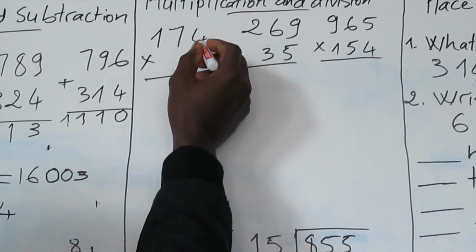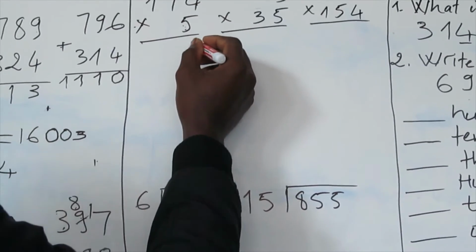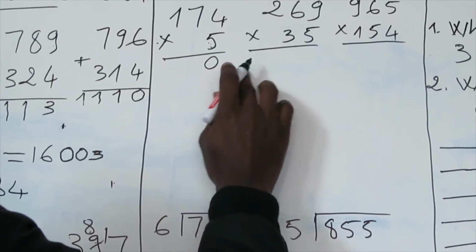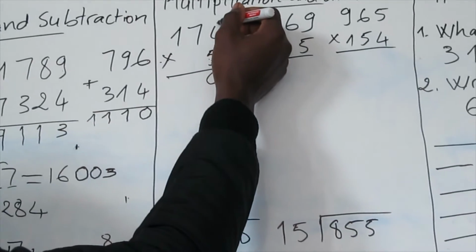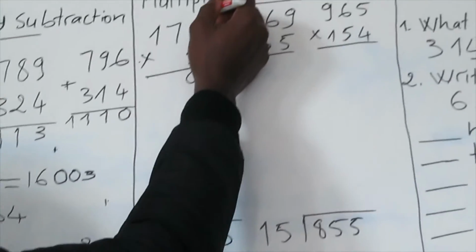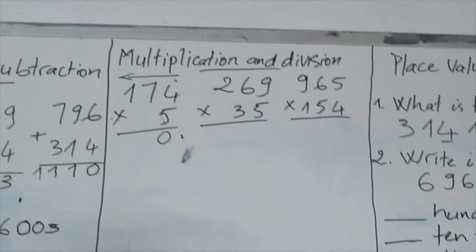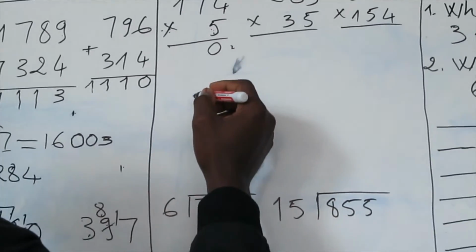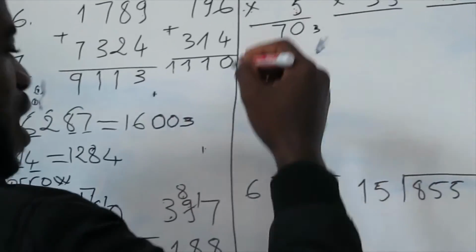So we say 5 times 4. 5 times 4 equal to what? Equal to 20. You write 0, you carry 2, then you go to the next one, going from your right to your left. Now, 5 times 7 equal to 35. 35 plus the carry 2, don't forget about the carry, 37. You write 7, you carry 3.